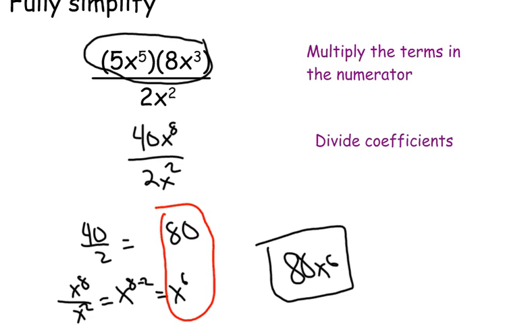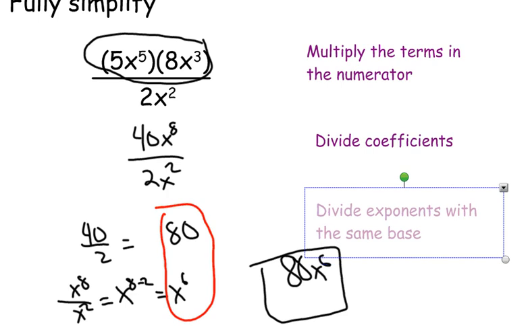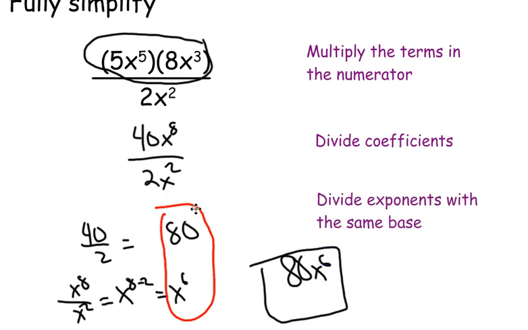All right, so what you want to do with these, whenever you have multiplication and a division, you want to multiply first, then you're going to divide the coefficients, and then you're going to divide the exponents with the same base.